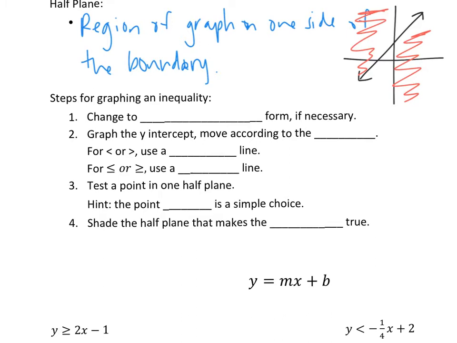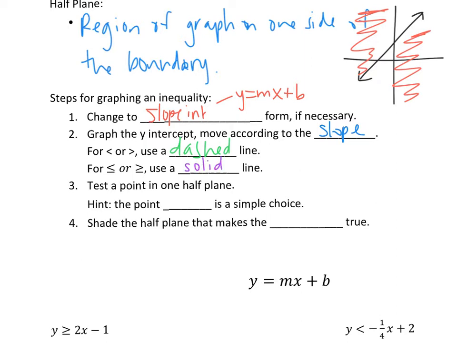We'll want to change to slope-intercept form, and slope-intercept form again is y equals mx plus b. Great job for knowing that. If necessary, it might already be in slope-intercept form, then we wouldn't have to change it at all. Number 2, graph the y-intercept and move according to the slope. For less than or greater than, use a dashed line. And for less than or equal to or greater than or equal to, we will use a solid line.